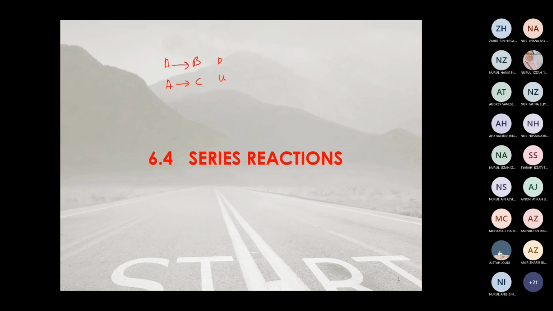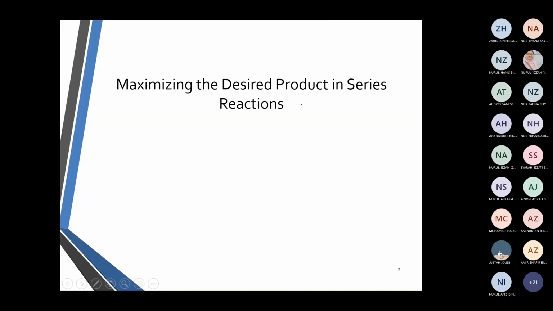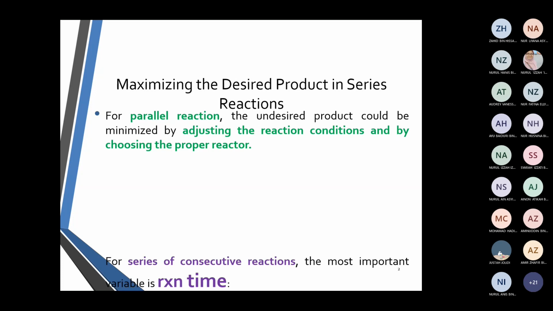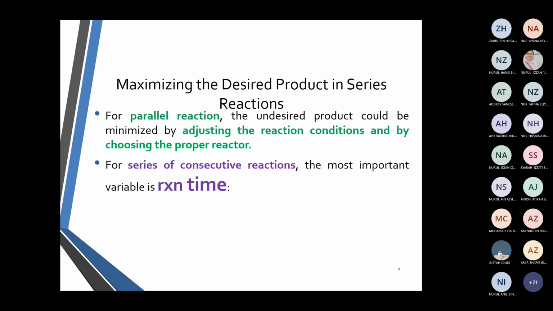So kalau untuk series, selalunya dia A to B to C. Dia in a series. Sebenarnya series ni lagi complicated dari parallel. So this is K1, this is K2. Selalunya B ni akan jadi desired, dan C ni adalah undesired. Okay. So maximizing the desired product in a series reactions.